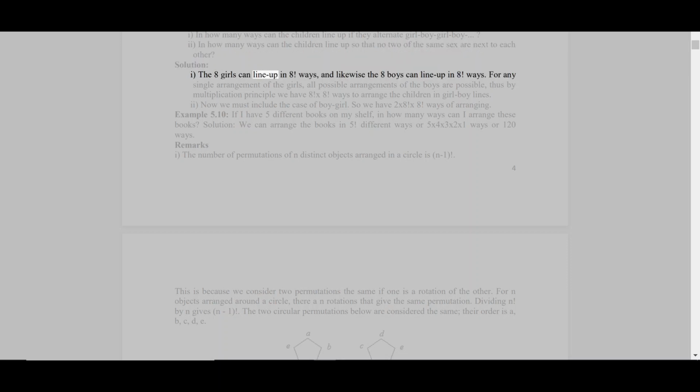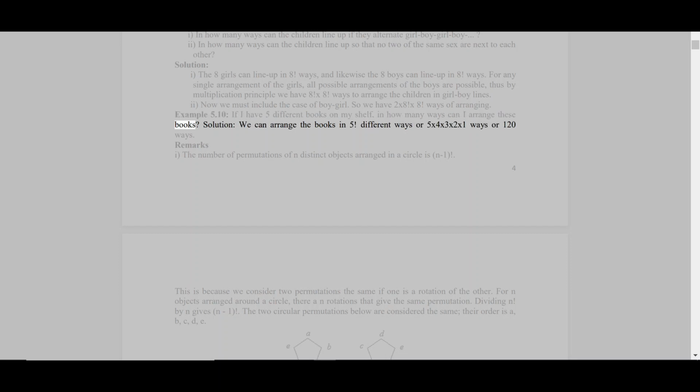The 8 girls can line up in 8! ways, and likewise the 8 boys can line up in 8! ways. For any single arrangement of the girls, all possible arrangements of the boys are possible, thus by the multiplication principle, we have 8! x 8! ways to arrange the children in girl-boy lines. 2. Now we must include the case of boy-girl. So we have 2 x 8! x 8! ways of arranging.